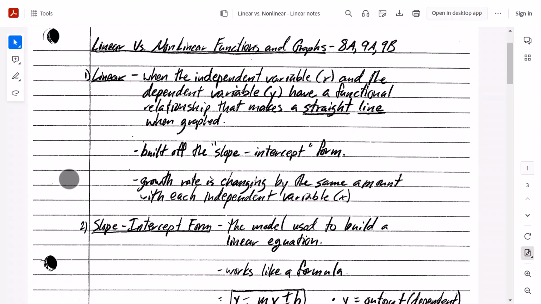So it's when the independent variable x, and the dependent variable y, dependent means that it is generated based off of what is happening to the x, to the independent variable. You don't know what y is until you figure out what happened to x. That's why it depends on what happens to x. The independent and dependent variables have a functional relationship that makes a straight line when you graph it. All right?